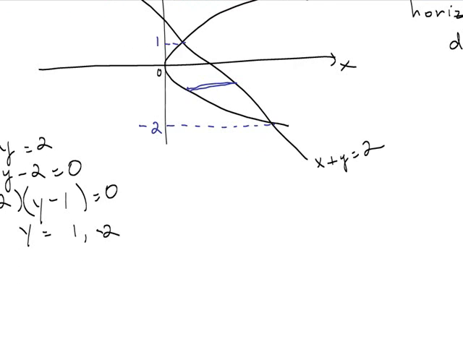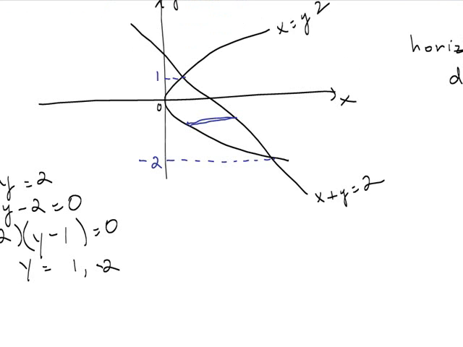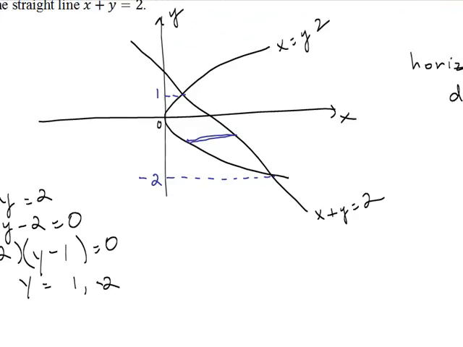Let me go back to my black. So we're integrating, what are we integrating again? 6x plus 2y squared.